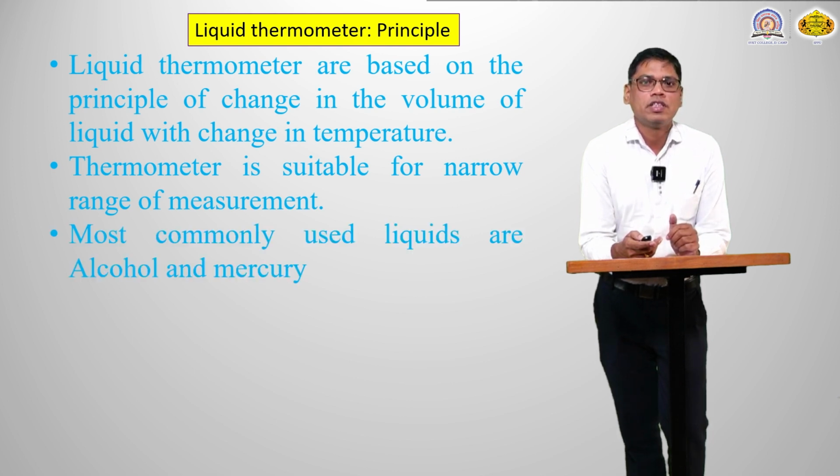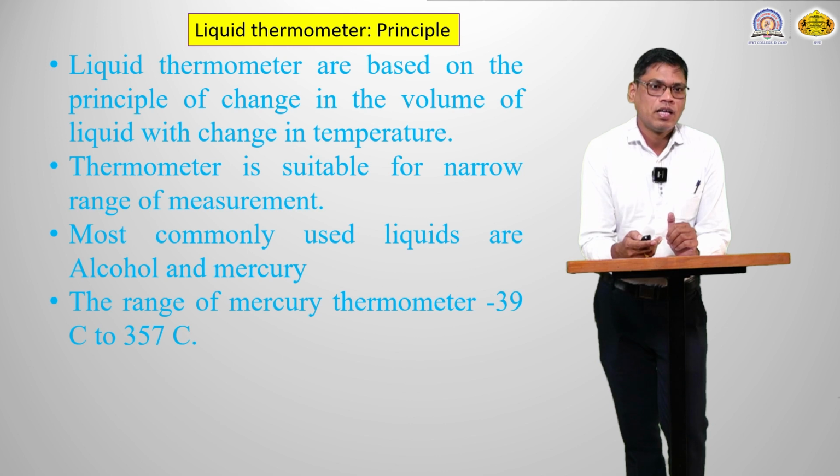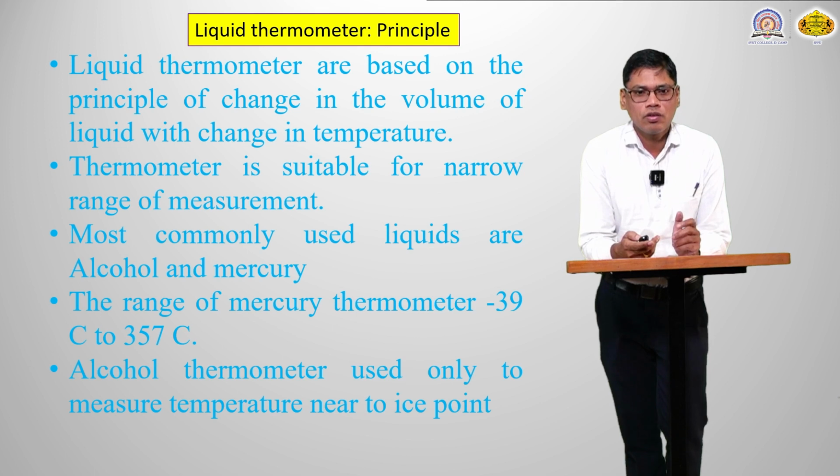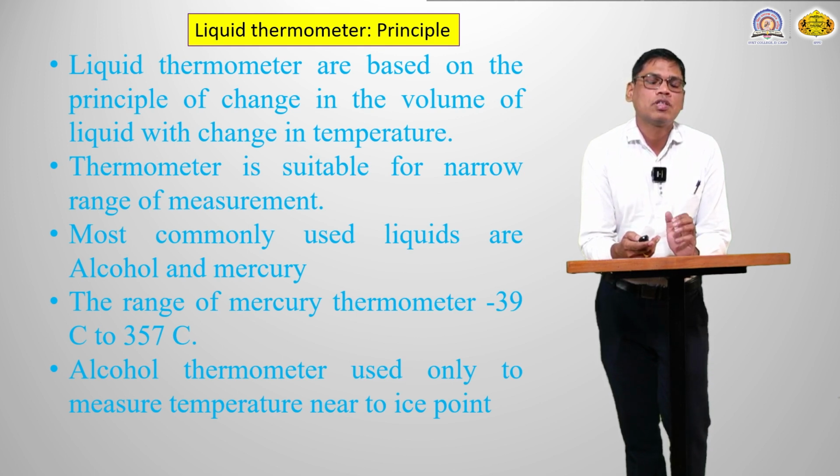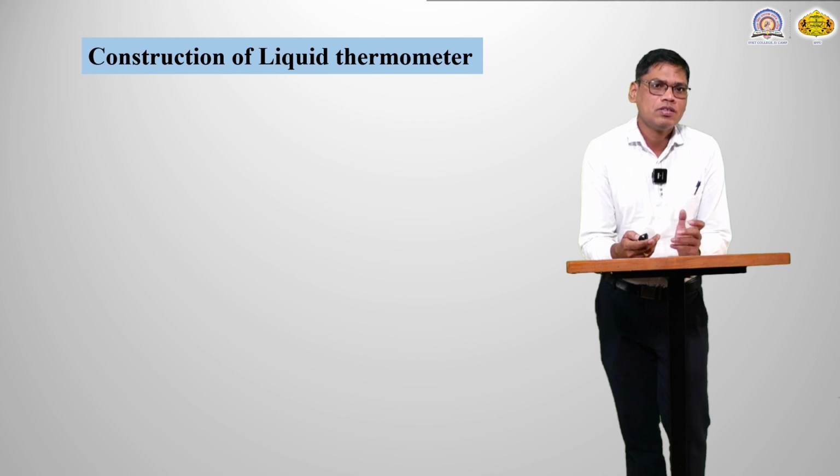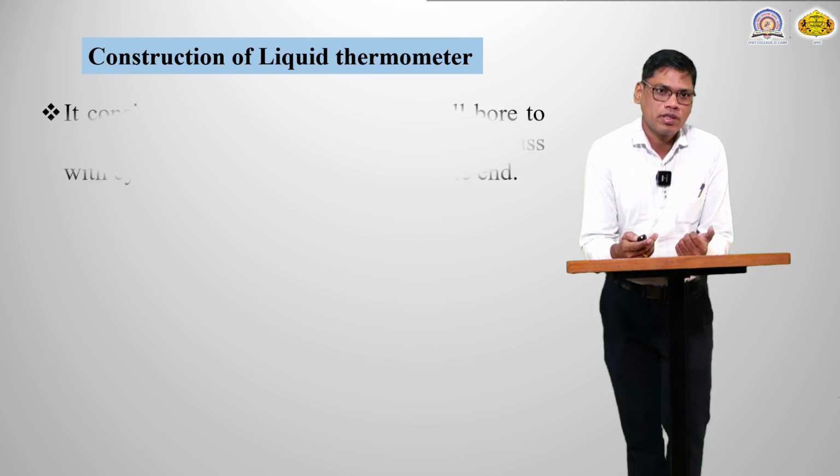Most commonly used liquids in these thermometers are alcohol or mercury, and the range of this thermometer is minus 39 degrees Celsius to 357 for mercury, whereas alcohol is used to measure temperature near about the ice point. Now we will see the construction of this thermometer.